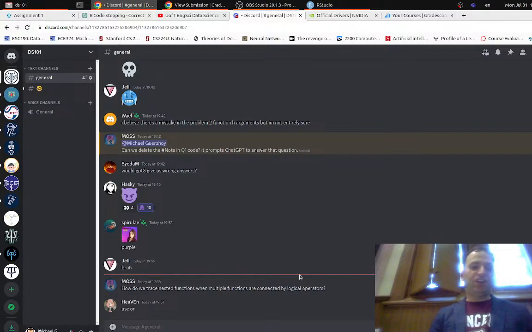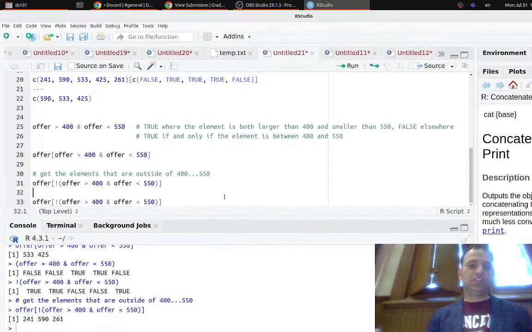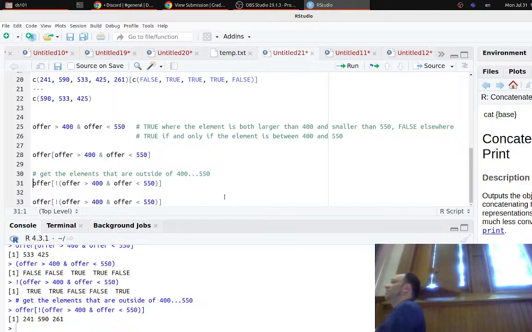Yes, so there's a suggestion, use or. That's a good idea. So basically, what does it mean to be outside of 400 to 550? Well, one way to think about it is either it's smaller than 400 or it's greater than 550. That's the way it wouldn't be between 400 and 550. So we can write it like that, right?